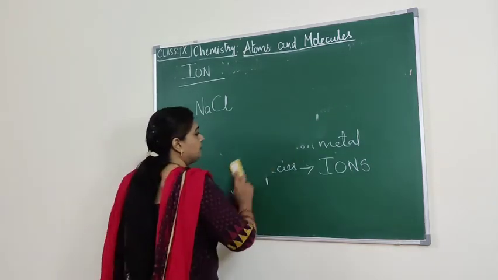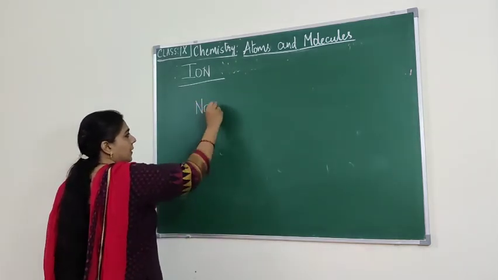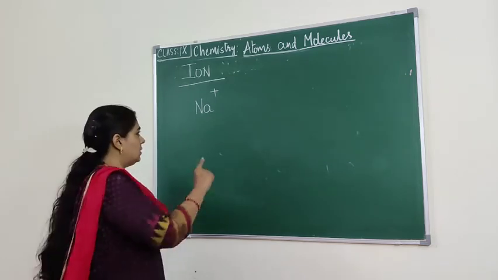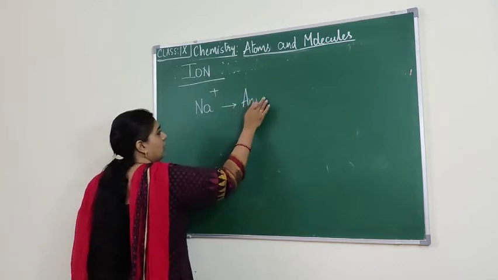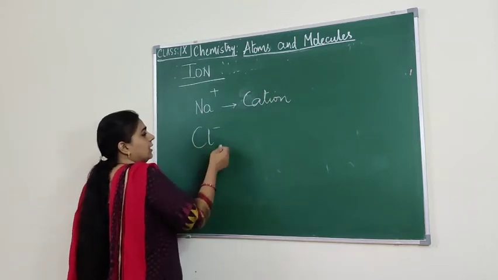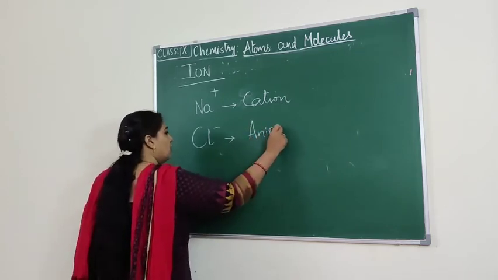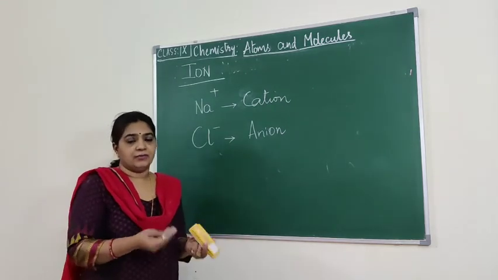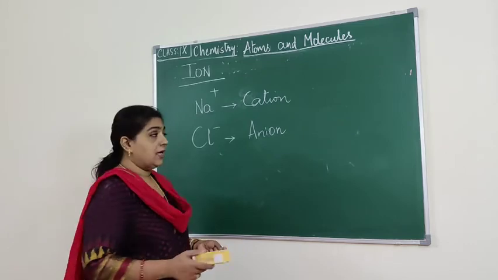Okay, let us take sodium. Sodium is a metal, and it will be having a positive charge. This is positively charged, and when it gets this charge, we call it a cation. Whereas Cl is minus and it is negatively charged. As it is negatively charged, we call this an anion. Now, from where did it get that charge? Why has sodium got plus? Why is chlorine getting a negative charge?